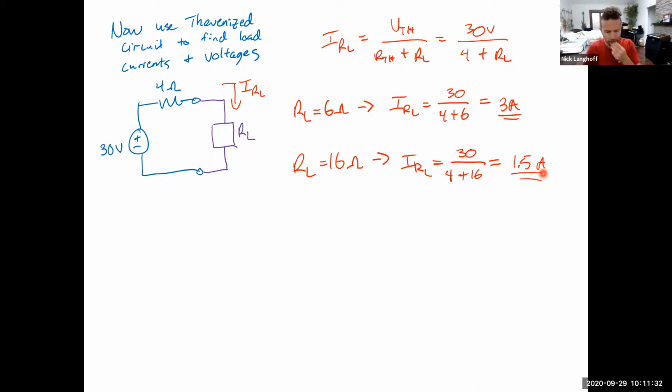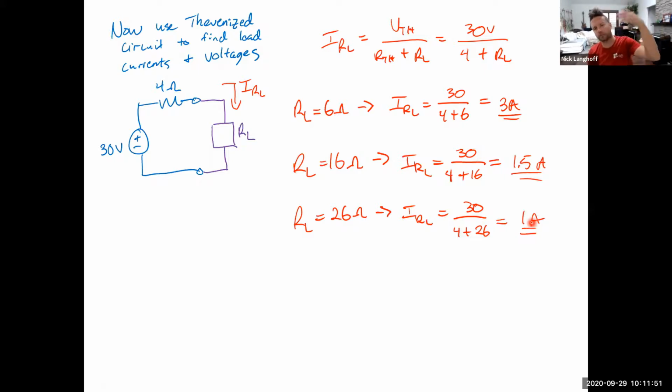Let's just go ahead and do it. So this is RL equals 26 ohms. Then the current delivered to the load is 30 over 4 plus 26, and that's clearly 1 amp. So as the resistance is getting higher, which means the load is lower, the current is smaller and smaller as well.